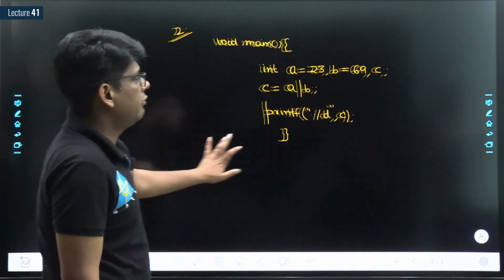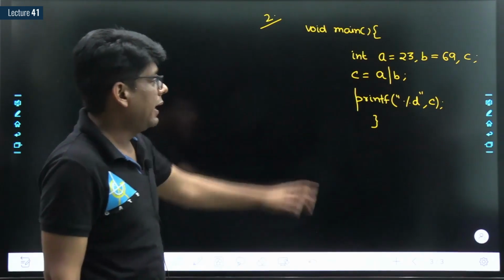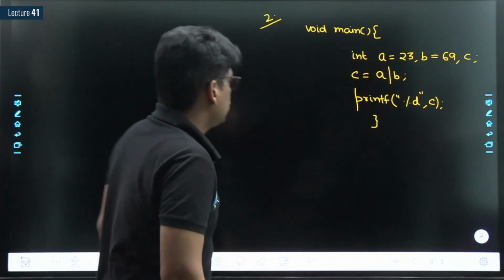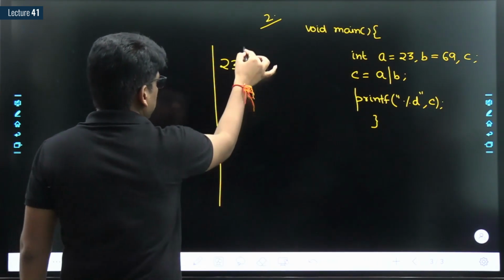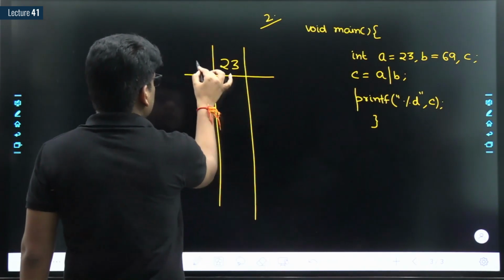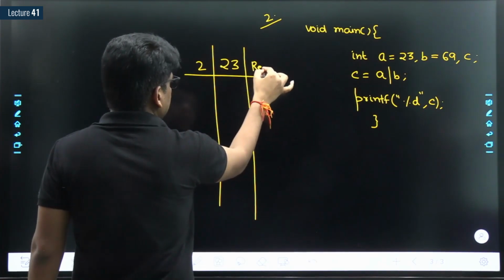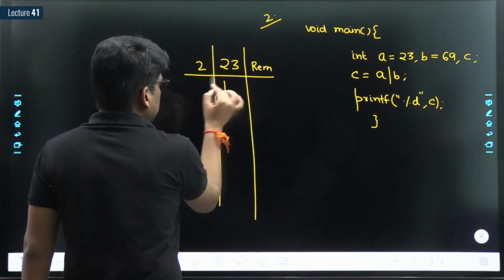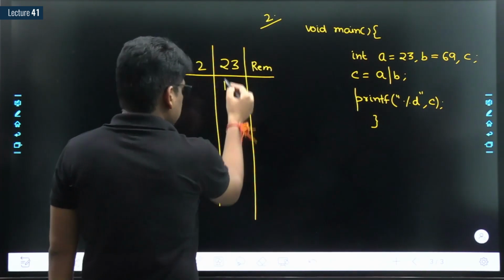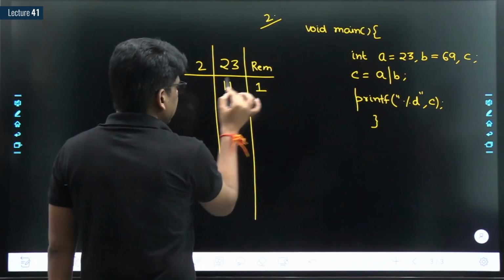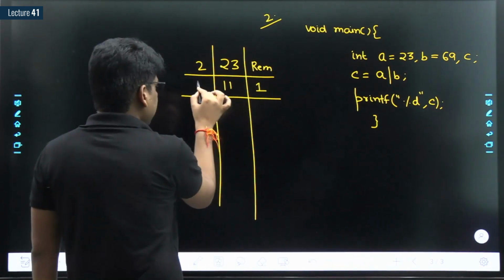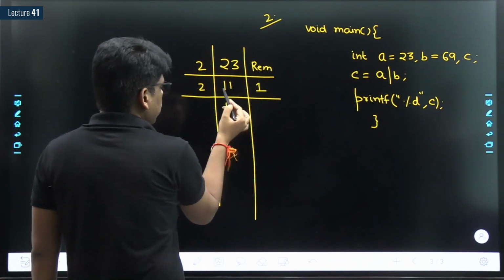Sir, first of all, we need to find the binary equivalent of a and b. So, sir, 23, let's try to find the binary equivalent. Divide by 2: 2 times 11 is 22, so the remainder will be 1. Let me divide this 11 by 2. 2 into 5 is 10.